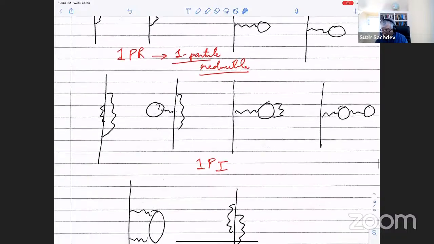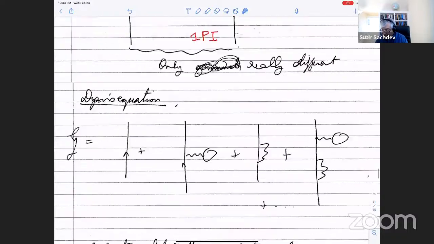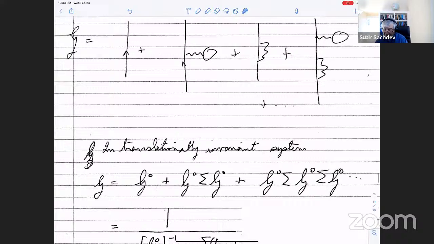So therefore, what I can now do is write my Green's function in this way. It's G0, the 0th order term, plus G0 sigma G0, plus G0 sigma G0 sigma G0, and sigma is the new thing. It's the self energy, or Dyson self energy.